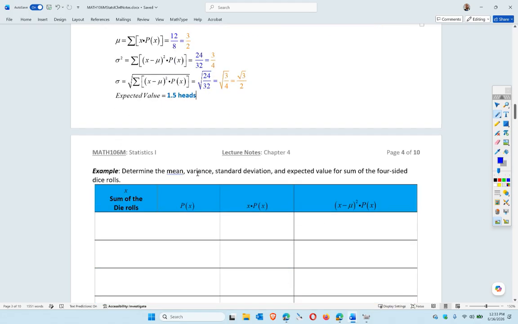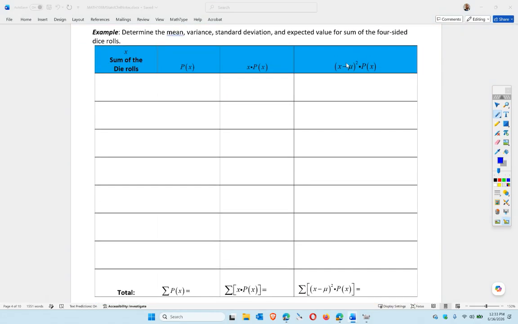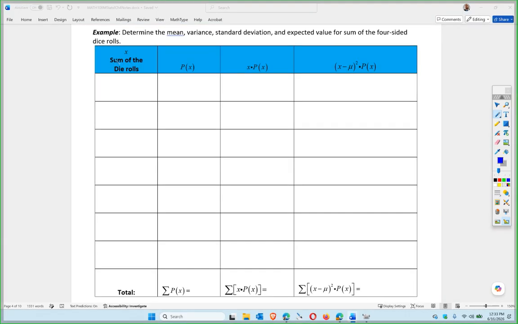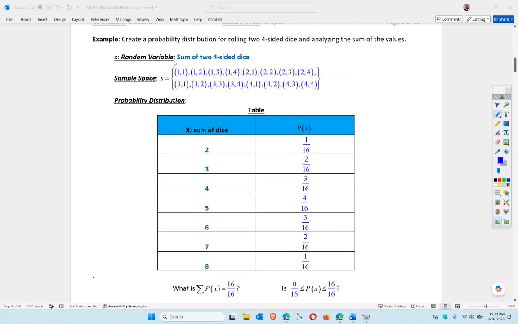All right, so what we want to do here is the dice problem. Remember the 4 dice problem? We're going to do the same thing, but now it's the sum of the dice rolls. The sum of the 4-sided dice. If you remember the sample space that we did, that is right here, correct? The sum of the 4-sided dice, that's our sample space, and that's what we got.